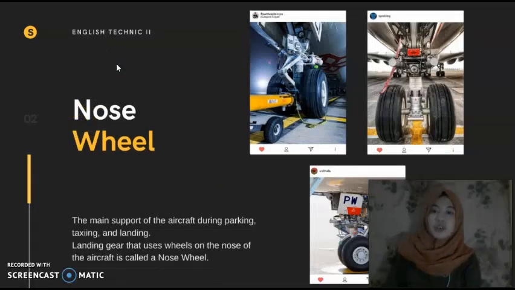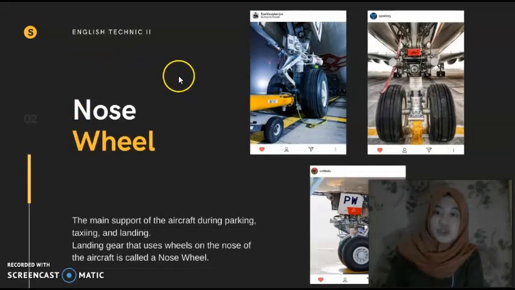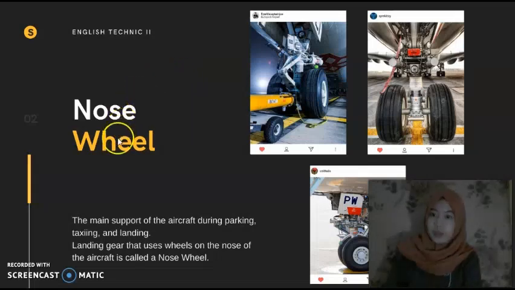Before we talk deeply about reviewing the task card nose wheel well, we must know what the nose wheel is and what the function of the nose wheel is. Nose wheel is the main support of the aircraft during parking, taxiing, and landing. Landing gear that uses wheels on the nose of the aircraft is called a nose wheel. Here I have a picture of the nose wheel.